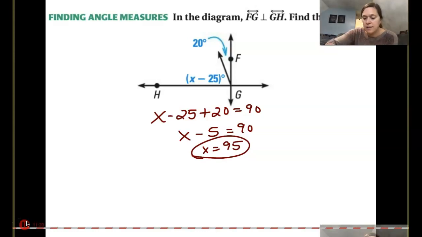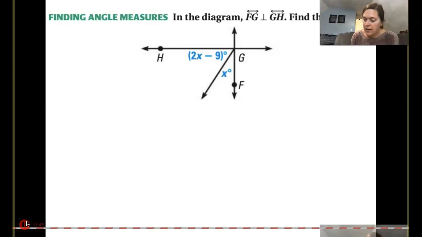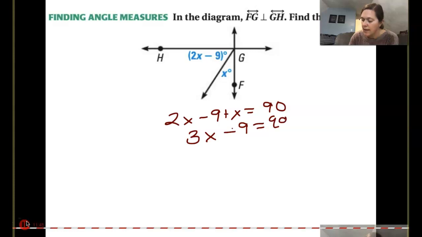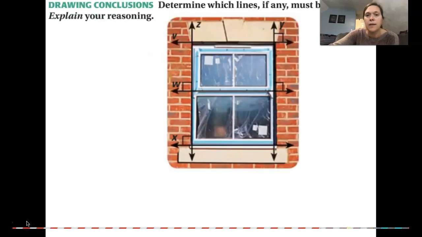All right, next one. Solving for x. Hopefully you got, I think it should be 33. So 2x minus 9 plus x equals 90. Combining like terms, 3x minus 9 equals 90. Adding 9 gets you 3x equals 99. Dividing gets you x is equal to 33. Good.